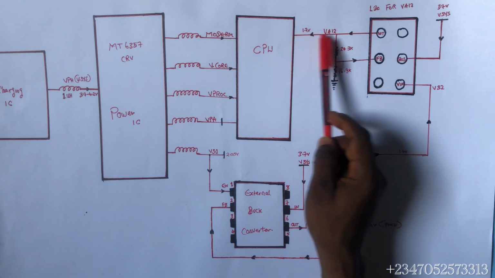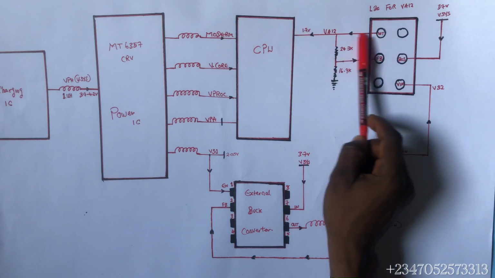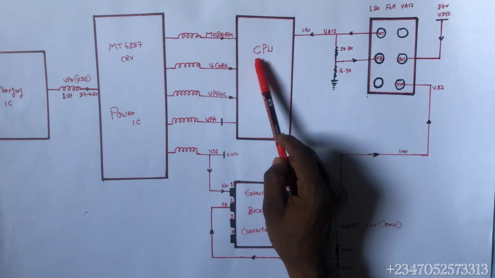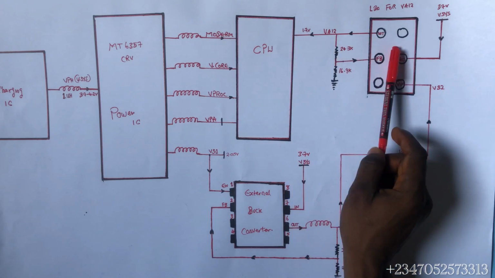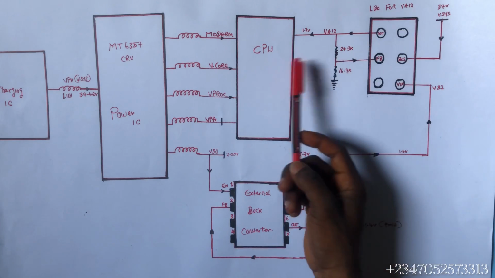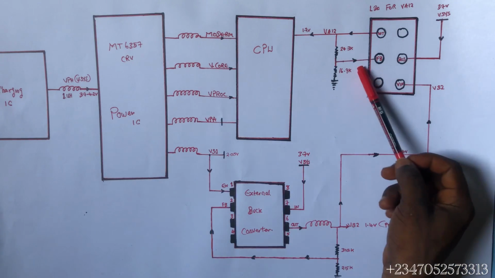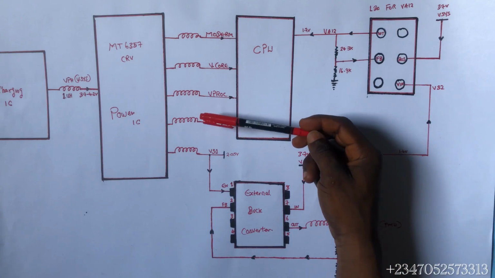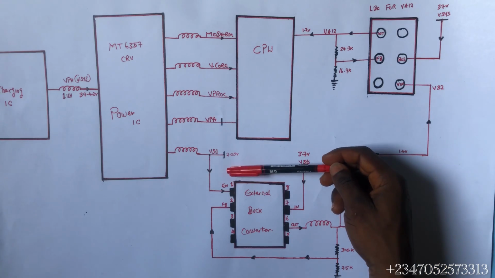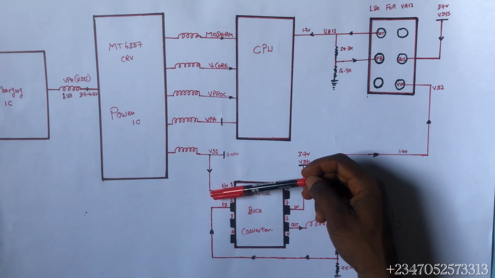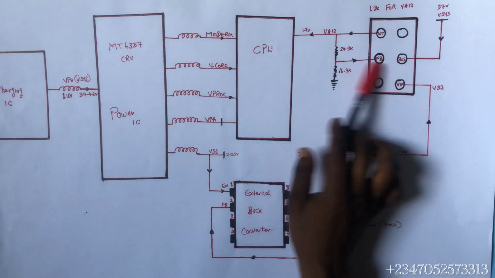If there is no 1.2 volt on this line, your CPU will not sense the voltage, and your power IC will not work, because the CPU must send this voltage and give feedback to the power IC. Oh yeah, continue, this line is okay. Now the sequence will move to another line. All right, so this is how this circuit works.